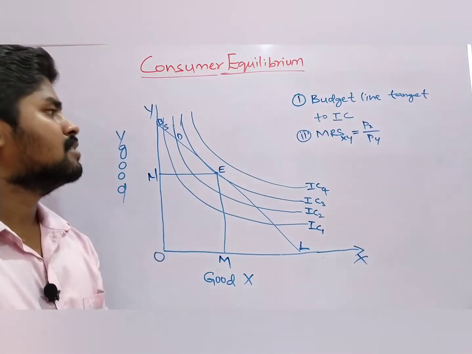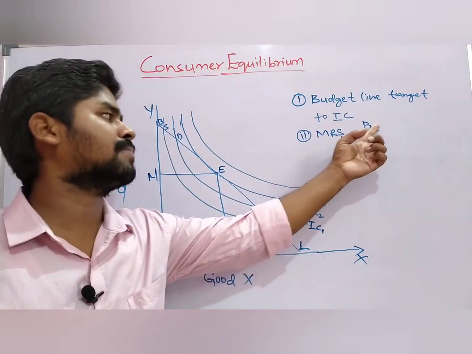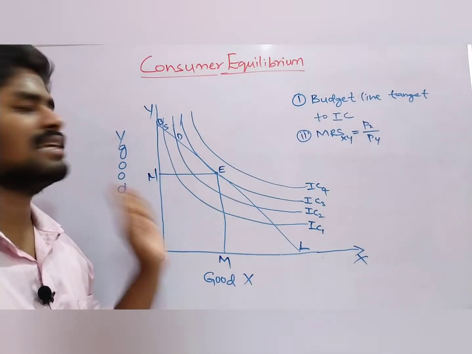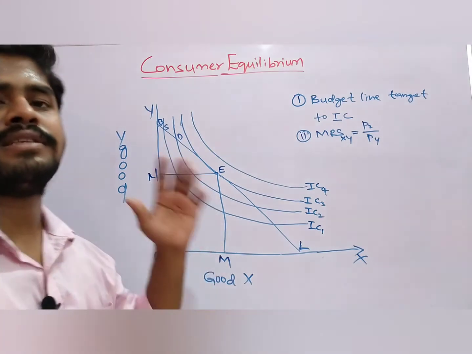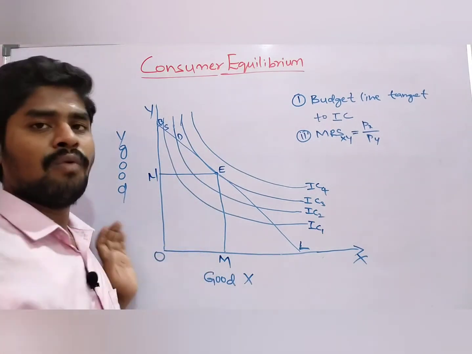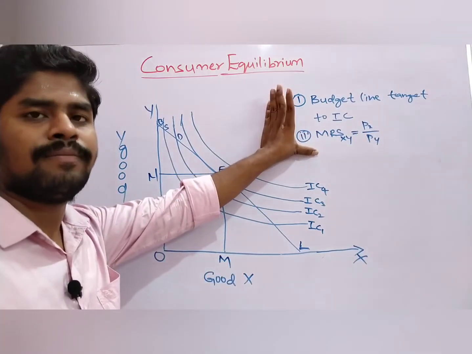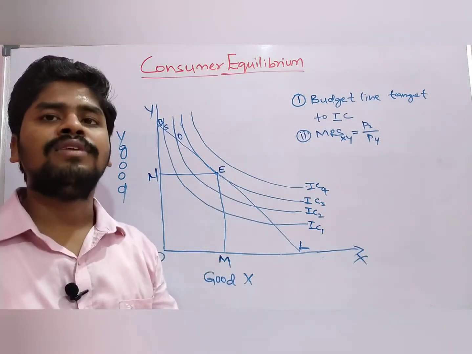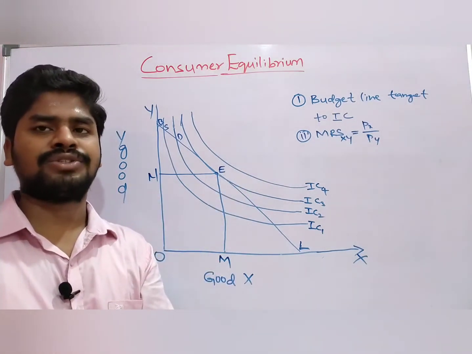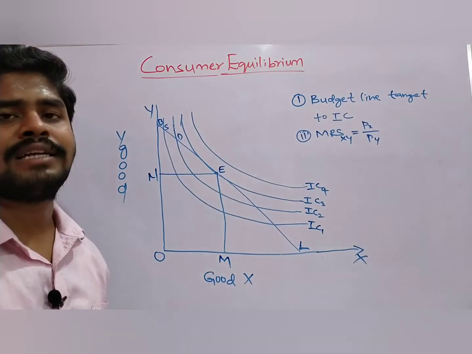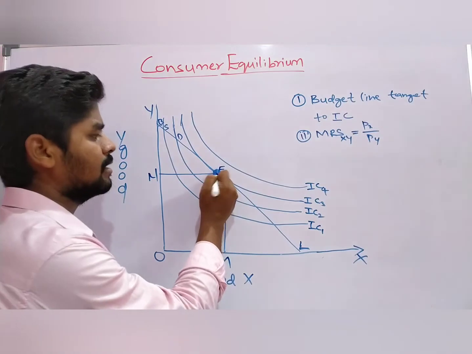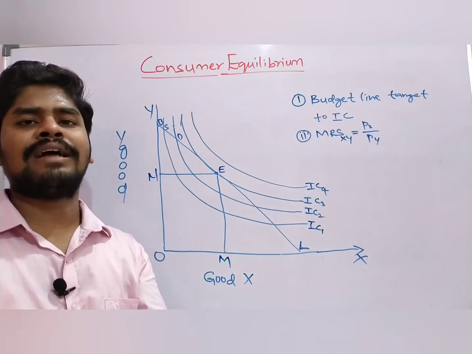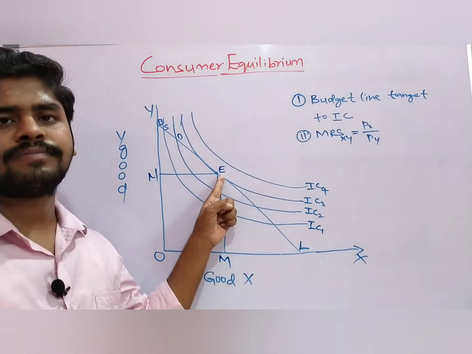So MRS of X for Y is equal to the price ratio of X and Y goods. Those two conditions are satisfied. So at point E the consumer has maximum satisfaction. The consumer gets the maximum satisfaction at point E with his income.